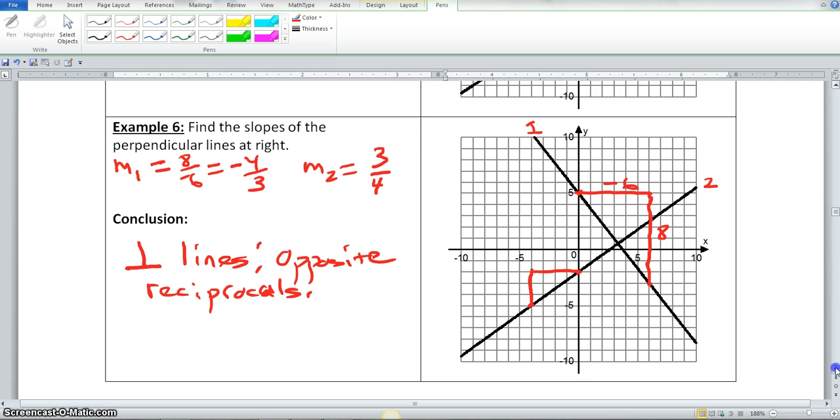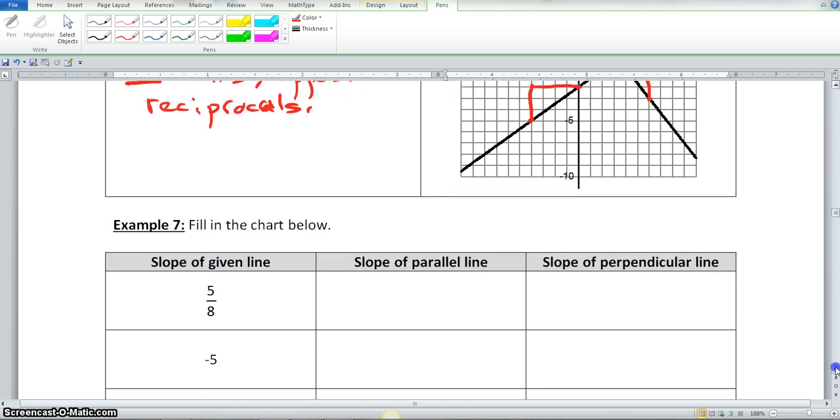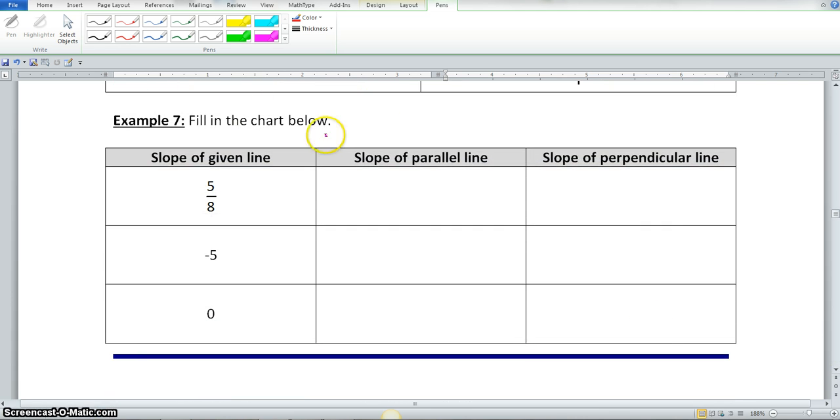Now, we scroll down here to example 7. It says fill in the chart below. Slope of the given line, we have 5/8. Slope of the parallel line, we know parallel lines have the same slope. So we could write that here. So all of these will have the same slope. Now the slope of a perpendicular line. Remember, they must be opposite reciprocals.